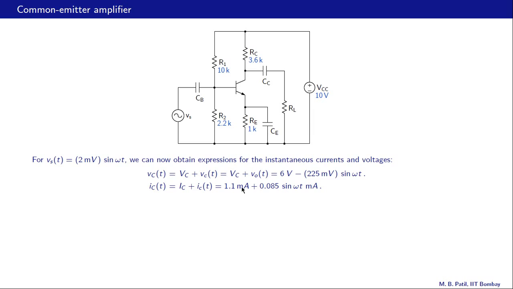So if we plot the instantaneous collector voltage, we are going to see 6 volts, and around 6 volts we are going to see a variation which has an amplitude of 225 millivolts. Similarly, if we plot the instantaneous collector current, we are going to see 1.1 milliamps as the base level, and around that we are going to see a variation with amplitude 0.085 milliamperes.